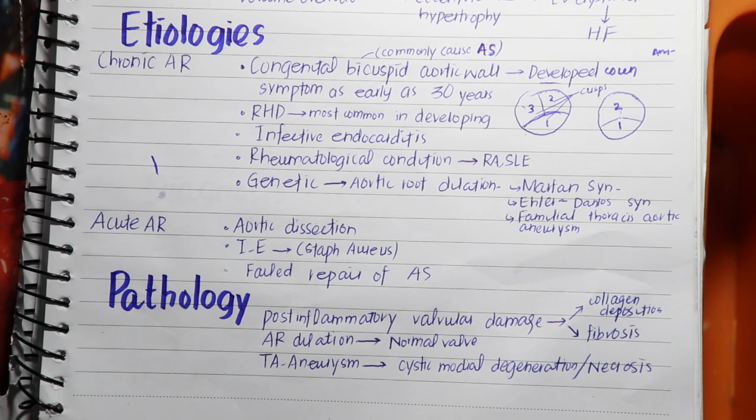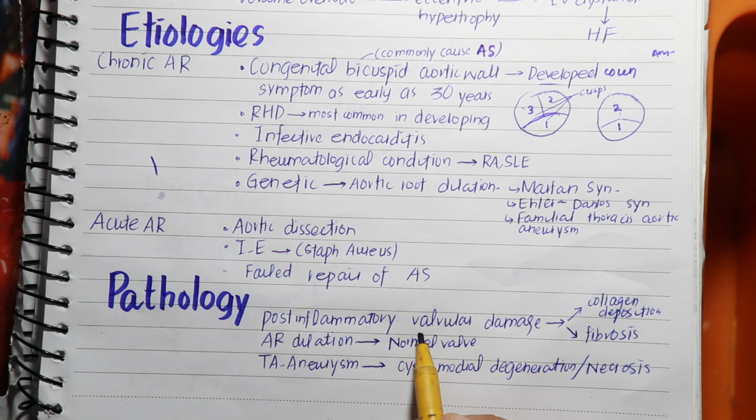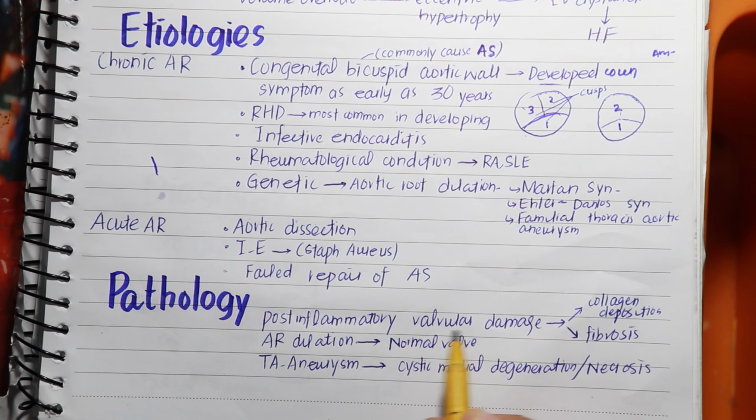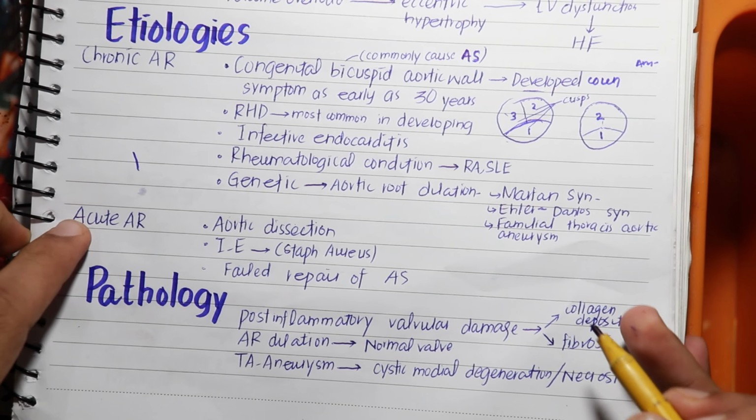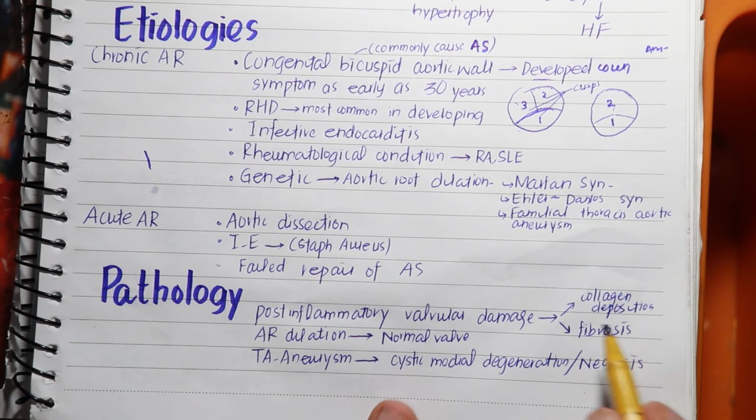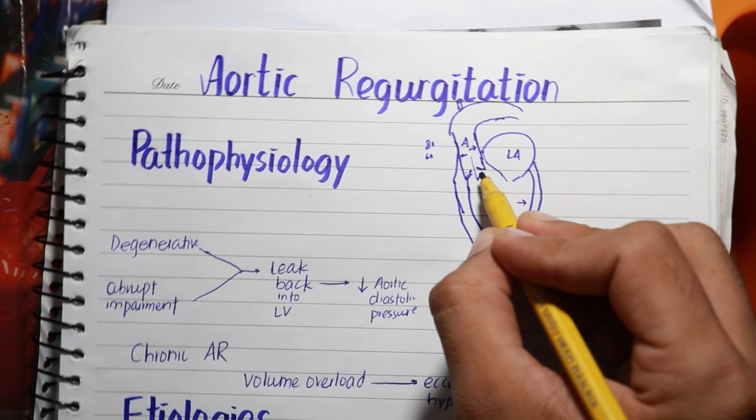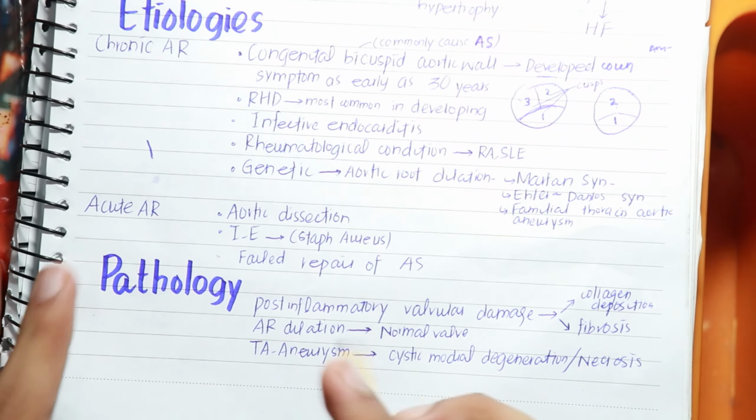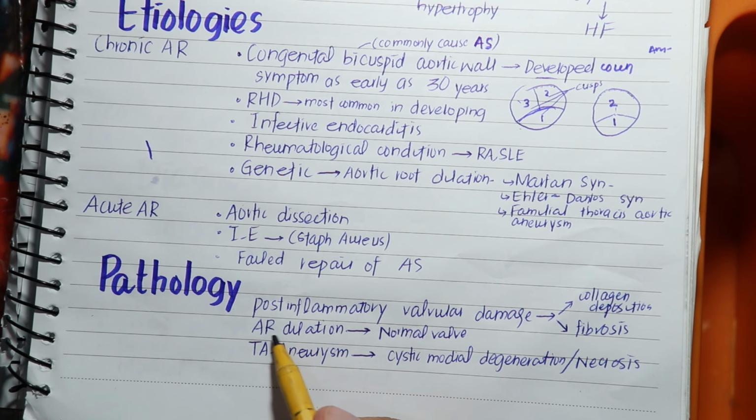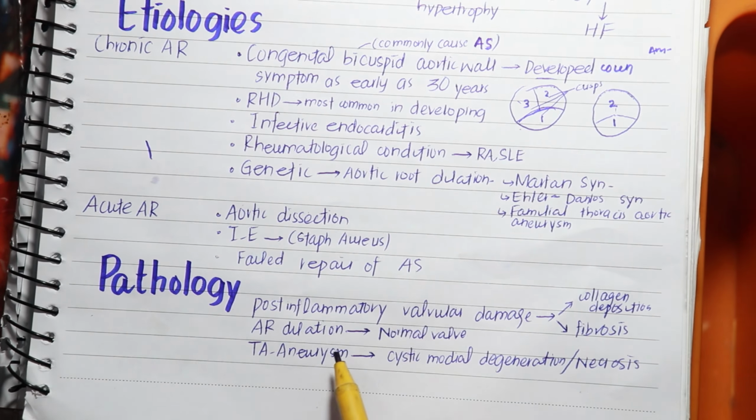Now we come to the pathology. On histopathology, when you look under a microscope, you will find post-inflammatory valvular damage. There is valvular damage that is post-inflammatory, like after inflammation. After inflammation, what you find, we know, is collagen deposition plus fibrosis. So when you see this wall under the microscope in histopathology, you will find collagen deposition and fibrosis.